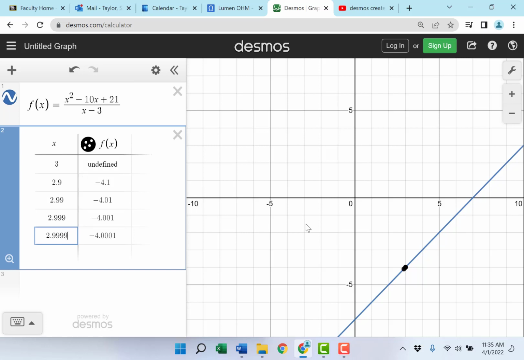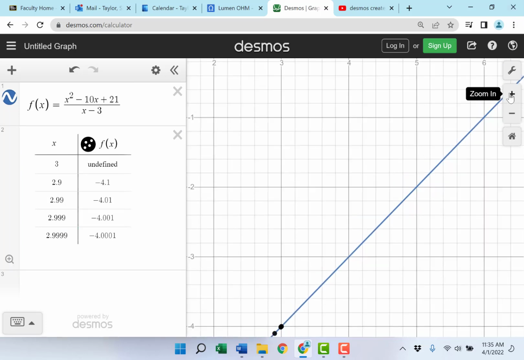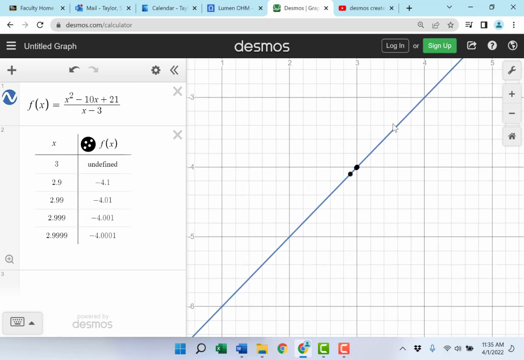I'm going to go over to the graph and zoom in on that a little bit so you can see those points. You see that the x values that we plugged in there, x is 2.9, x is 2.99, x is 2.999, are so close to x equals 3 that on this graph you can't even tell the difference visually. And we see that the y values are getting closer and closer to a y value of negative 4.